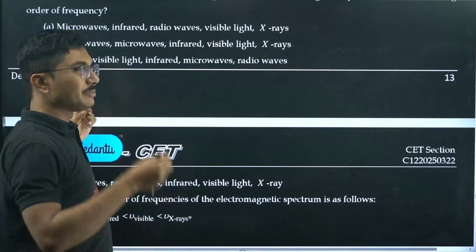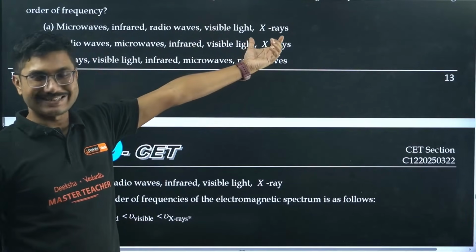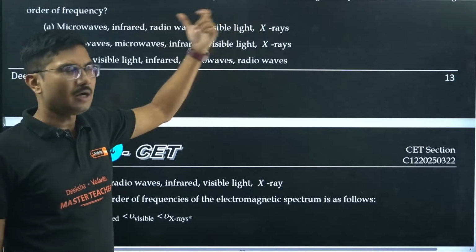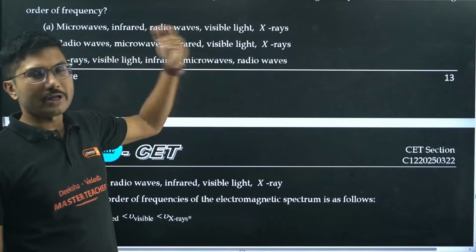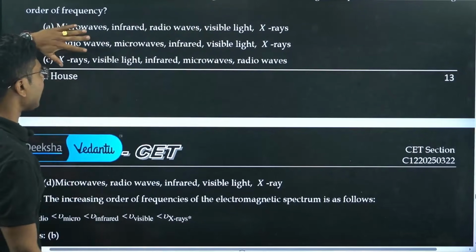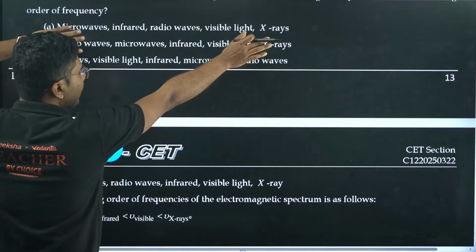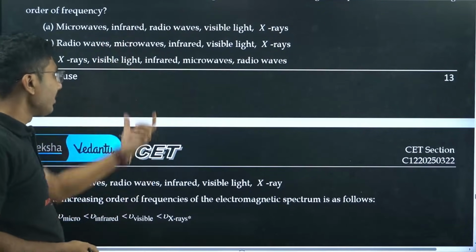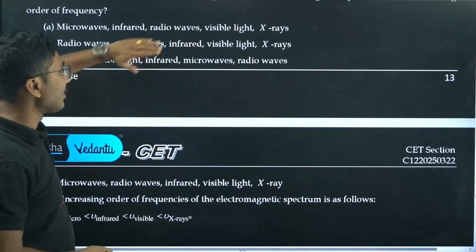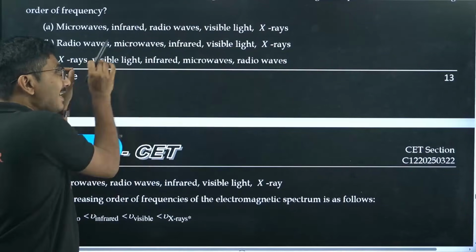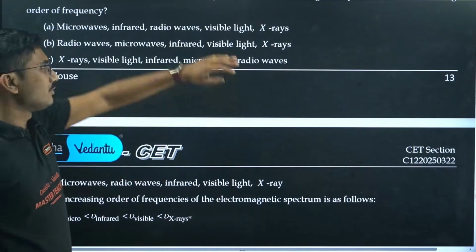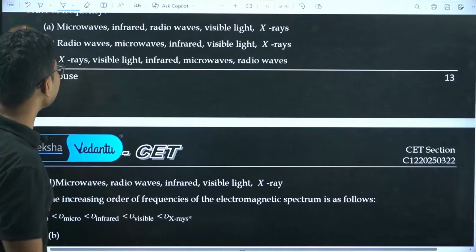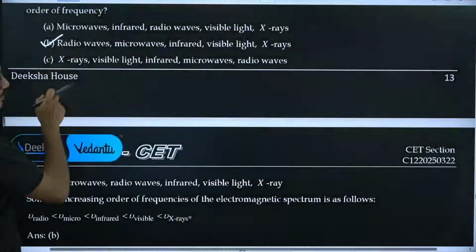So frequency increasing means the highest frequency is X-ray in the given list, and the smallest frequency is radio. So our starting point will be radio, ending point will be X-ray. If there are two unique matches, suppose there are two such answers where radio and X-ray are starting and ending, then you have to check in between.